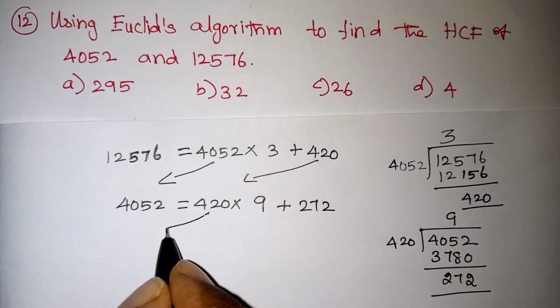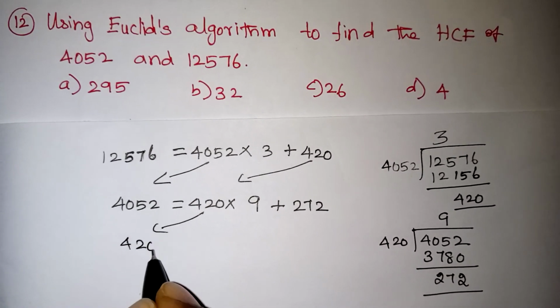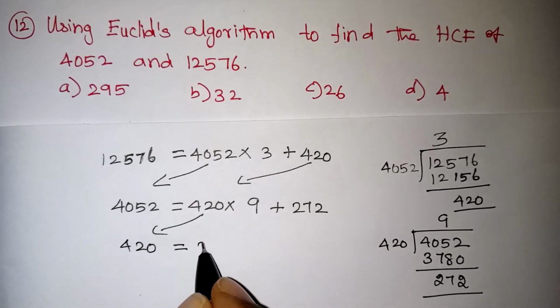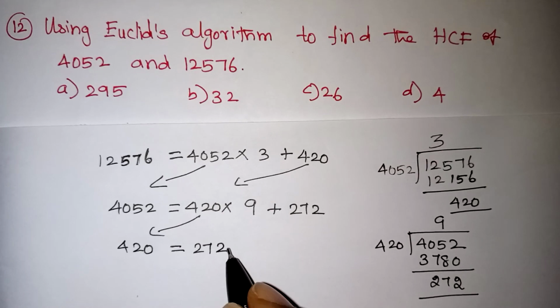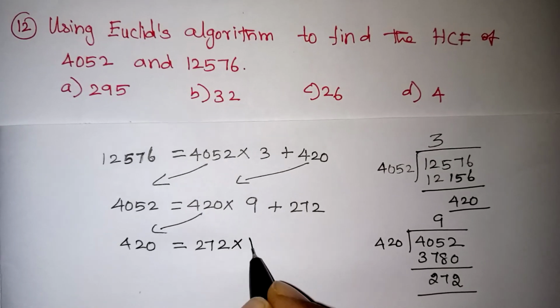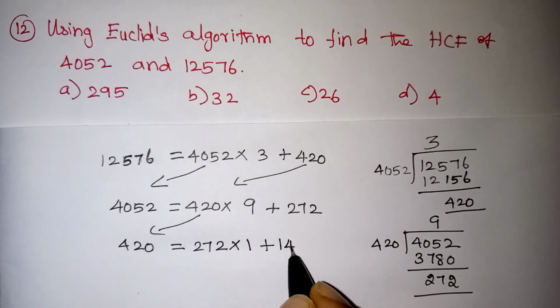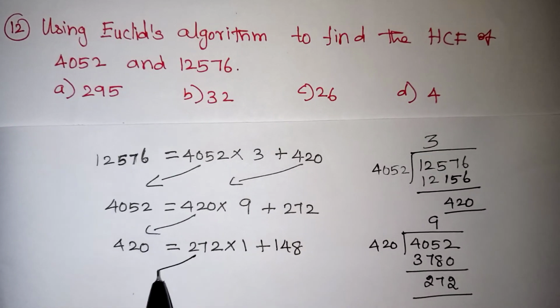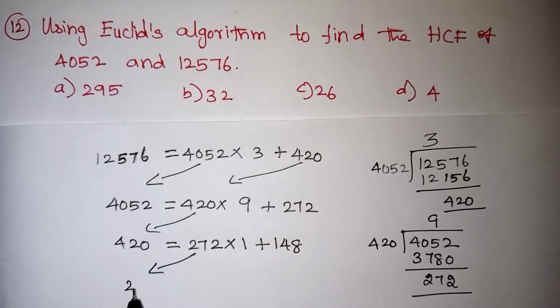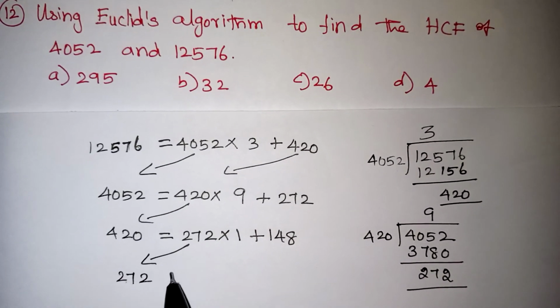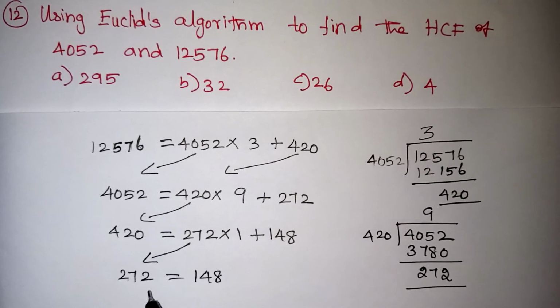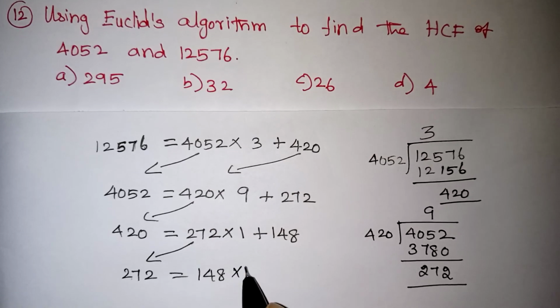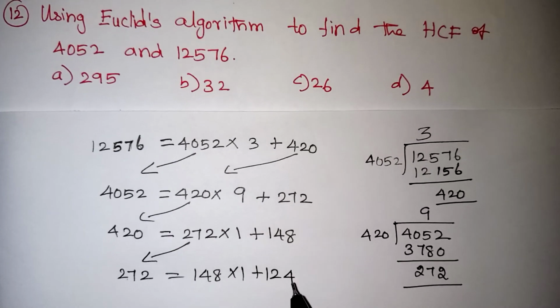Again we should continue the process by taking 420, which is equal to 272 as our divisor now. So 272 is coming definitely one time. The remainder will be 148. You can do the division and check if you want. Again the remainder is not 0. Again take this 272 as the dividend and this 148 as the divisor. Again this will be coming one time. The remainder is 124 we are getting.